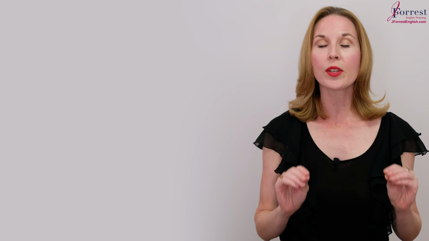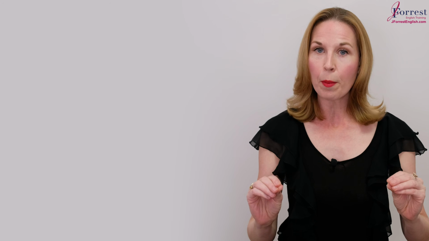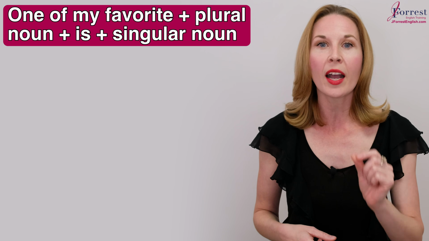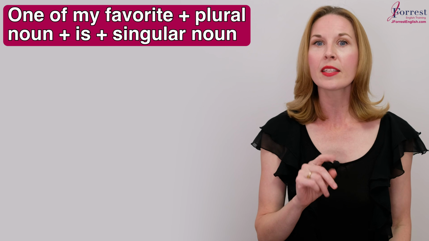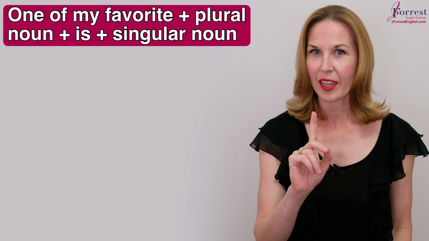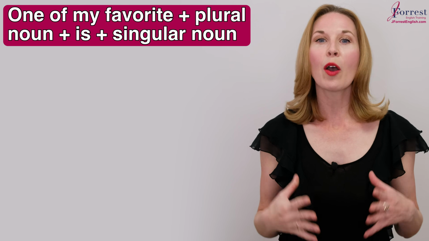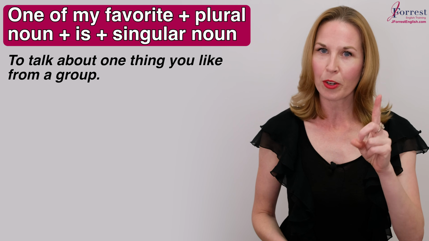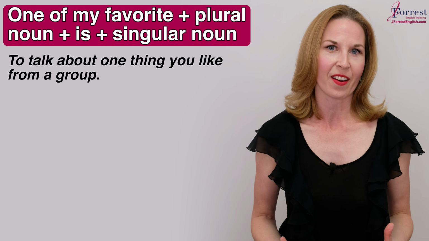This is a sentence my students frequently form, but I see a lot of mistakes. A pattern can make sure you have correct grammar and you're not making mistakes. The pattern is one of my favorite. All those words, one of my favorite, plus plural noun, plus the verb is, plus singular noun. Now we use this pattern to talk about one thing, which is why it's a singular verb to be, from a group, which is why the plural noun is there.